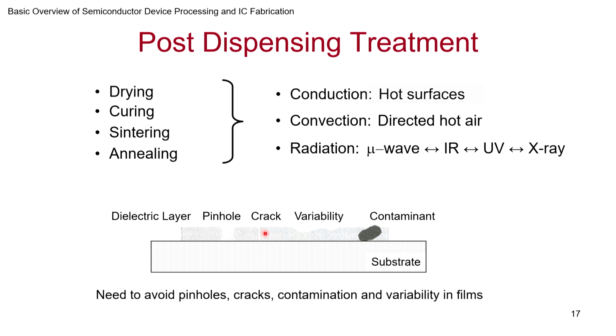There should not be any cracks. There should not be any variability, because if it is varying, then the property also varies. There should not be any contamination in terms of particulates. When we discuss that, you have to remove that. So here it's a bigger, different type of challenge. The whole big substrate should be removed of all these contaminants. So we need to avoid these in order to make sure we get good quality film.